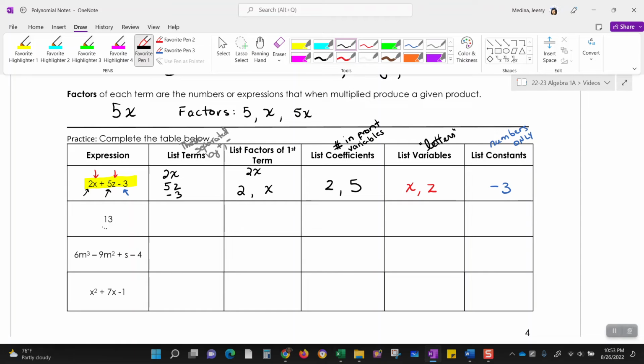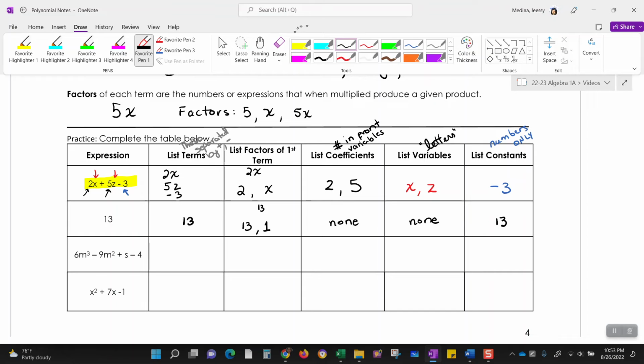All right, here we go again. 13. While you may not consider 13 an expression, 13 is an expression. There are no pluses and there are no minuses. That's because there is only one term. 13 is the single term. What are the factors of the first term? Well, the factors are going to be 13 and 1, because when you multiply those two, you get 13. Coefficients, there are none, because remember, the coefficients are the numbers in front of variables, and we don't have variables. And the constant is the single term, which is 13.